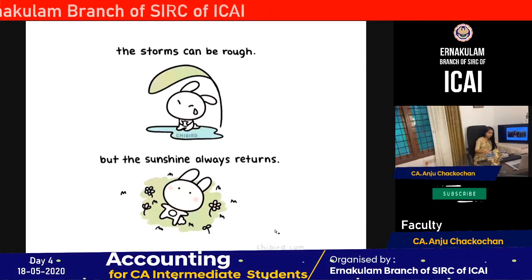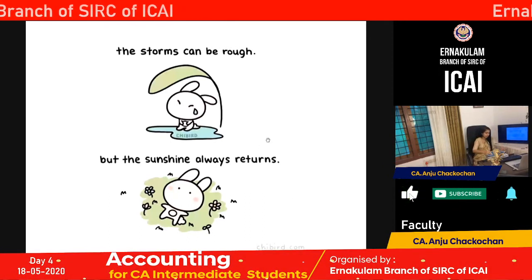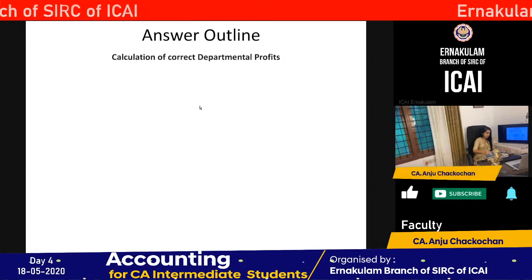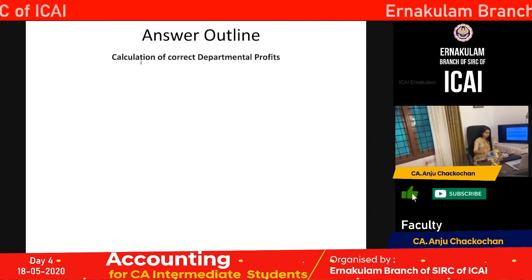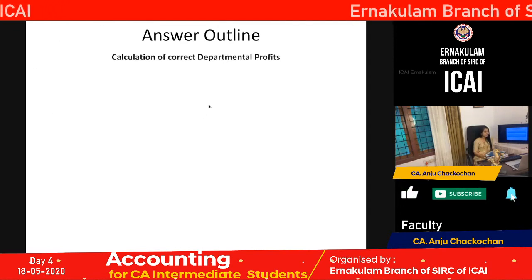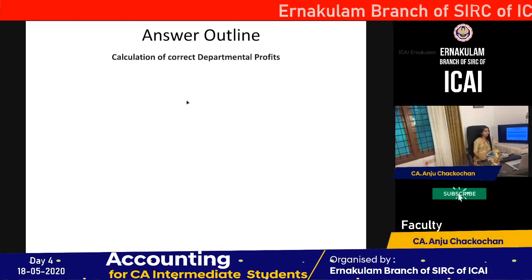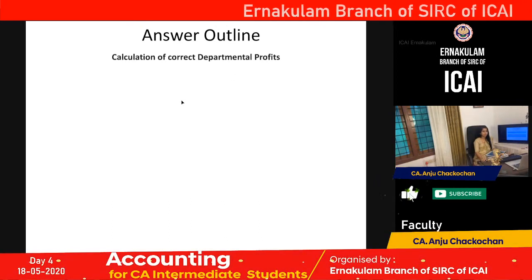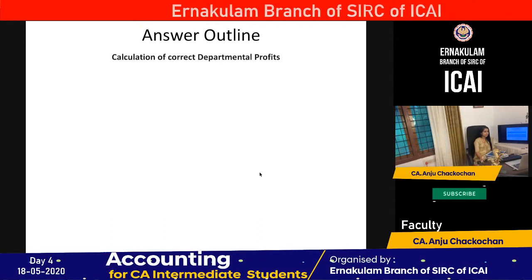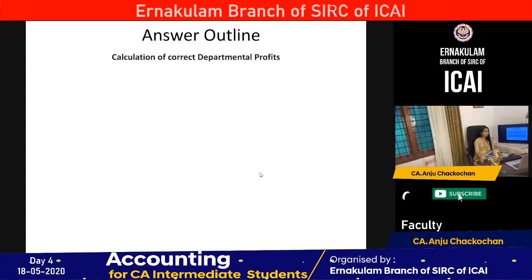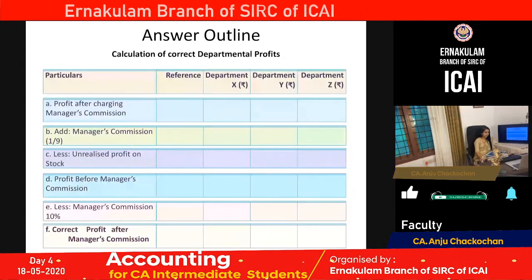So here we have the outline, just as we saw before. You have the particulars, reference, and 3 department columns: X, Y, Z. Do it, students. Draw the outlines. Make it fast. Draw the outlines. Keep going. Once you're done with the outlines, we shall proceed with the rest. Make it fast. Once you're done, give me a thumbs up.